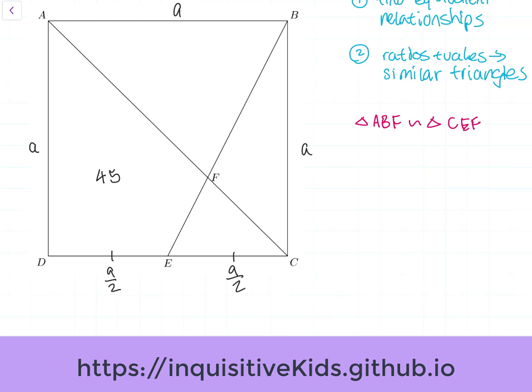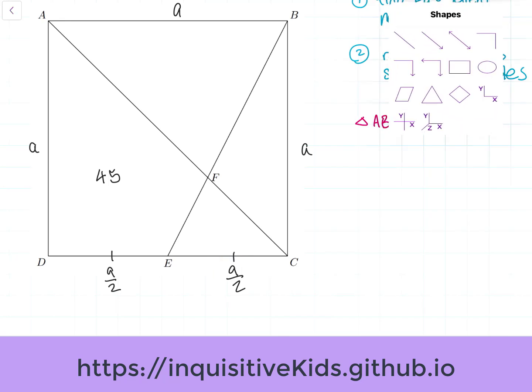But now they are similar, but what is the ratio of their similarity? Well, that is very evident from our side lengths here. EC and AB are corresponding, and EC is 1/2 of AB. So the scale factor from ABF to EFC must be times 1/2. If this is 1/2, then it means that all of their corresponding features are times 1/2 as well.